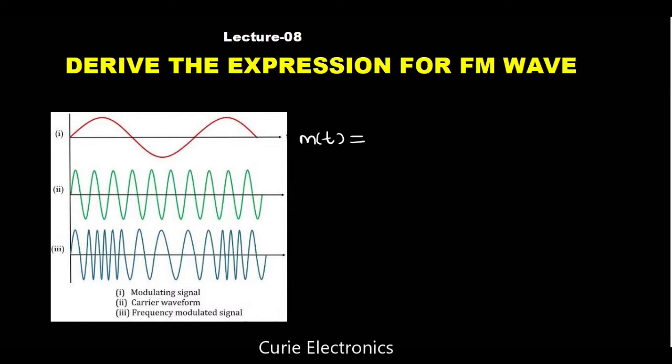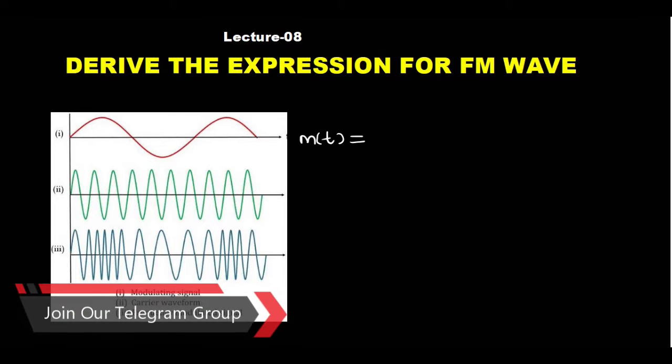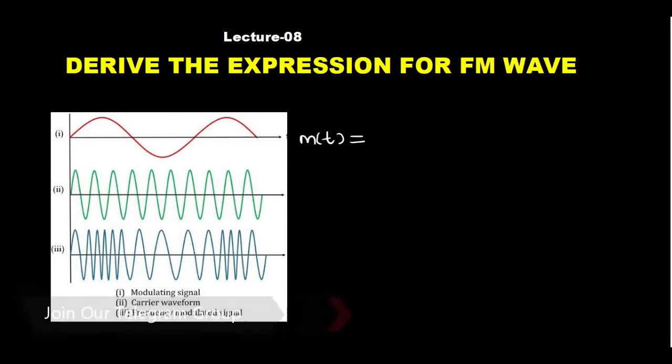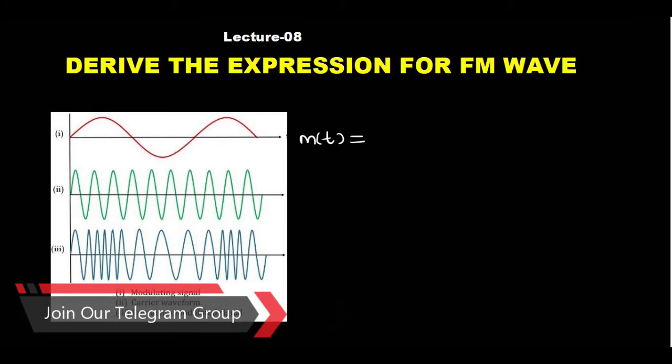In this video, we are going to derive the expression for frequency modulated wave. Now, this is the message signal. This red color one, it's a message signal. And the green one is the carrier signal, carrier waveform. And the blue one is the resultant frequency modulated wave.